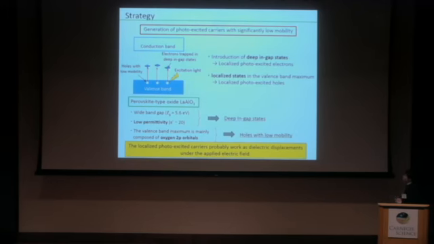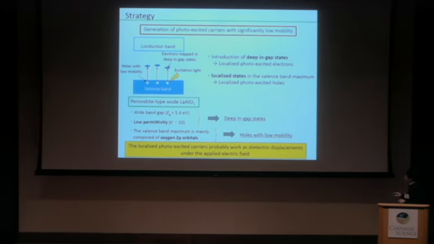What can we do to find the materials with photodielectric effects not caused by photoconduction? Our approach for this issue is the generation of photoexcited carriers with significantly low mobility. If you can introduce deep in-gap states, the photoexcited electrons are localized. And if you can choose the materials with flat valence band maximum, the photoexcited holes are localized.